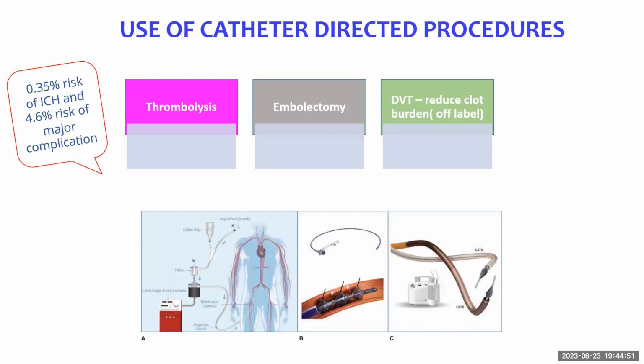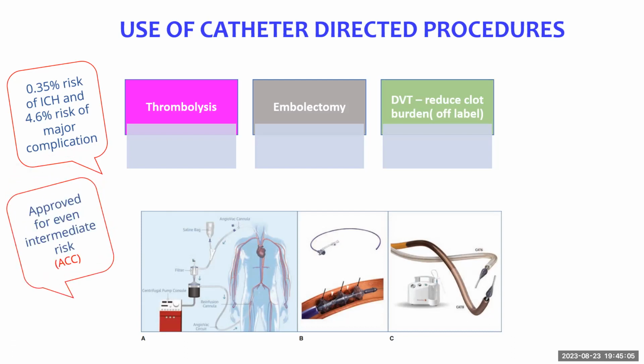With the use of catheter-directed procedures, the risk of intracranial hemorrhage is very much reduced, to only 0.35%. Though with the procedure, there is a risk of 4.6% of a major complication. These catheter-directed procedures have been approved even for intermediate-risk patients as per the American College of Cardiology 2020 guidelines, though the European guidelines do not recommend treatment for intermediate-risk patients.